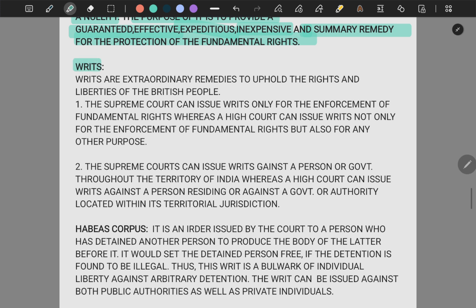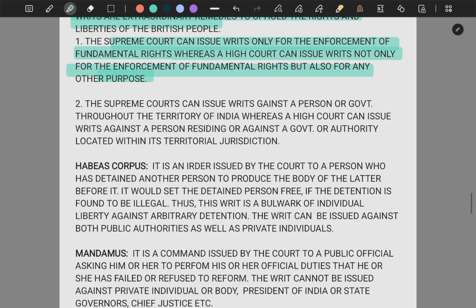And now comes writs. So a writ is an extraordinary remedy to uphold the rights and liberties of the British people. So that was what a writ was before. So the Supreme Court can issue writs only for enforcement of fundamental rights, whereas the High Court can issue writs not only for enforcement of fundamental rights, but also for any other purpose. That means the High Court has more flexibility in issuing writs. And the Supreme Court can issue writs against a person or a government throughout the territory of India, whereas the High Court can only issue writs against persons residing within its territorial jurisdiction. So that's the limitation that the High Court has.